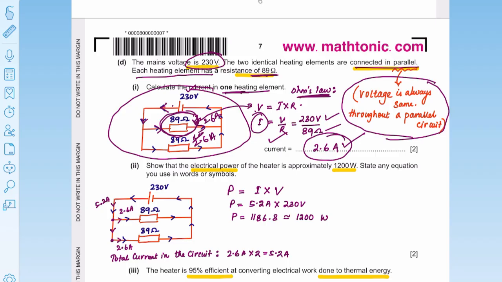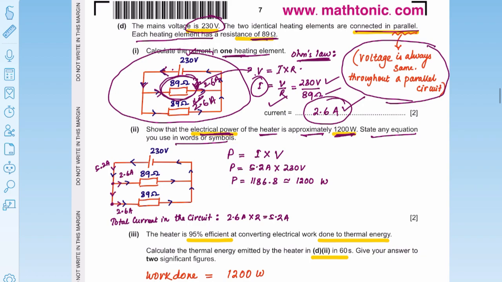Now, show that the electrical power of a heater is approximately 1200 watt, and state any equation you use in words or symbols, right? So see, what the question is about, we need to find out the power. So P equals VI, or current times the voltage. Now the question is, what will be the current? So be careful, in this single element we got this current as 2.6 ampere.